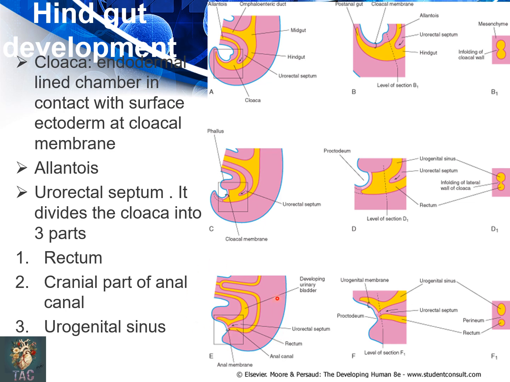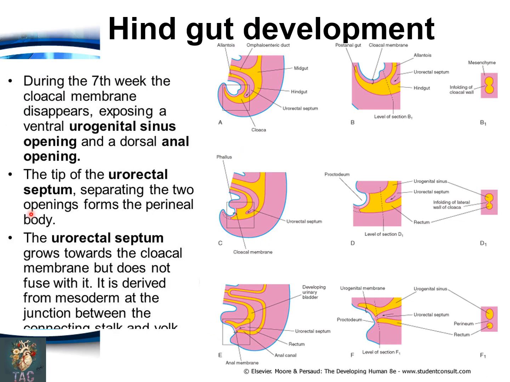So this is the urorectal septum, and these are the openings of the urogenital sinus and the hindgut, and this area is the proctodeum. During the 7th week of development, the cloacal membrane disappears. This is the cloacal membrane which disappears, exposing the ventral urogenital sinus opening and the dorsal anal opening. So these are the two openings you can see in this diagram. This is the ventral opening which is that of the urogenital sinus, and this is the dorsal opening which is that of the anal canal. The tip of the urorectal septum separating the two openings forms the perineal body.